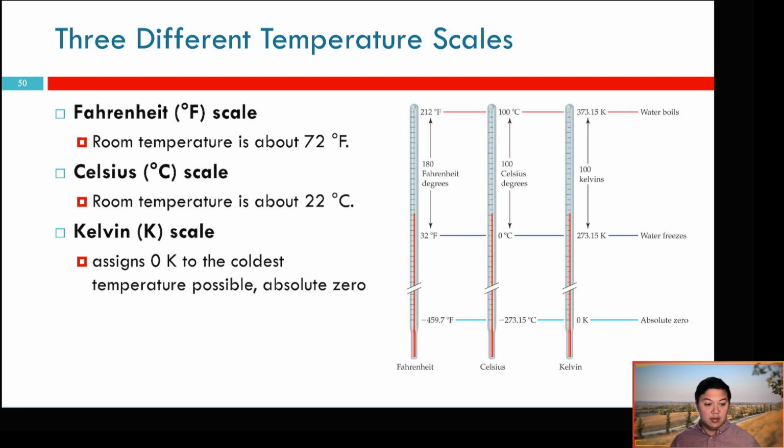The Kelvin scale is the only absolute scale. So 0 Kelvin is absolute zero. That is where, like we talked about, temperature is the random motion of atoms and molecules. At 0 Kelvin, the atoms and molecules have stopped moving completely. So that's absolute zero.